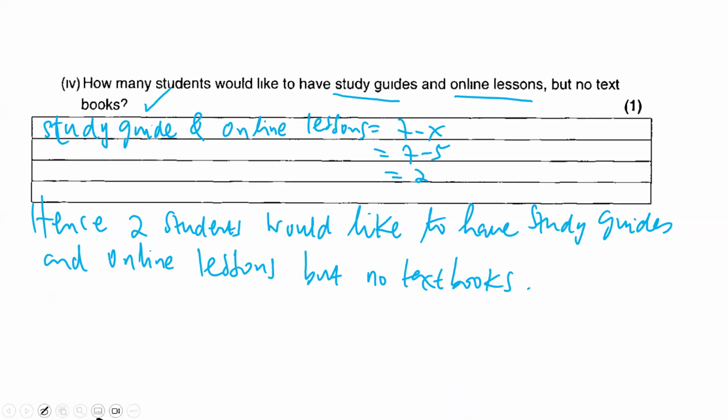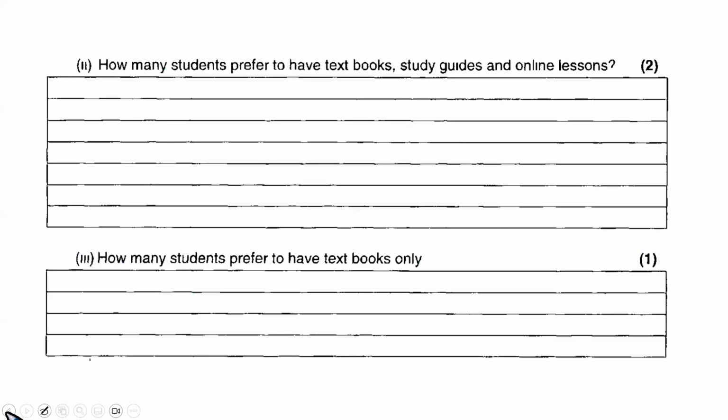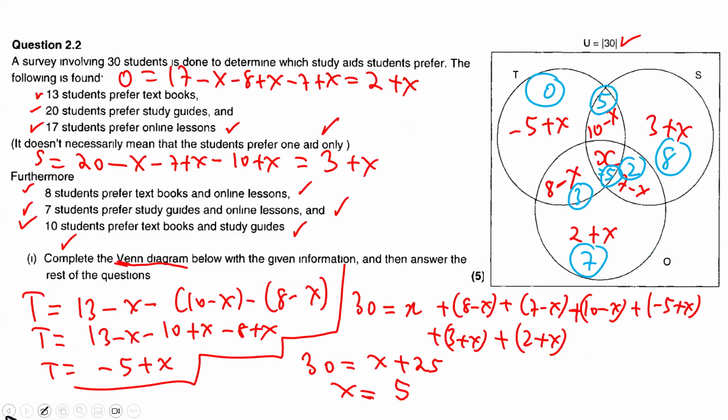Let's look at the next question. We would realize that in this case it is something we have done already. We could just take the two and say two students prefer study guides and online lessons, but no textbooks at all. Next question.